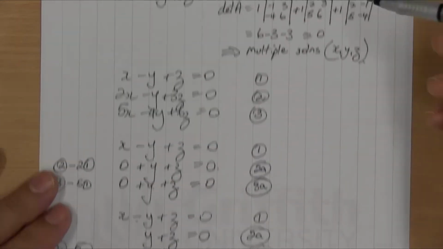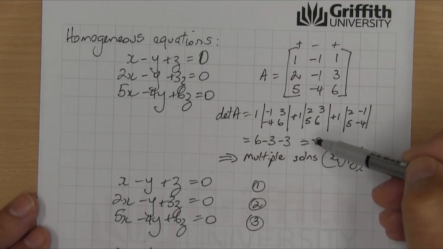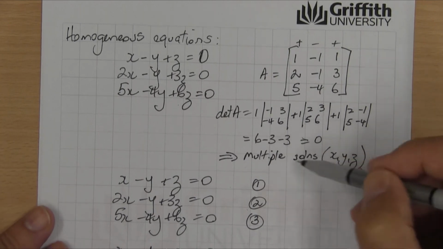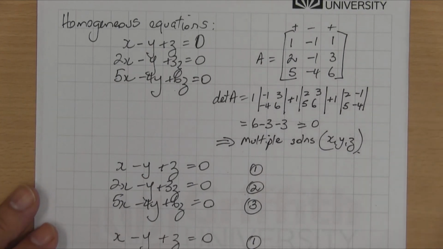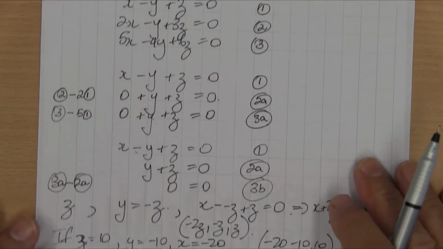So that backs up the theory that if the determinant of this matrix is equal to 0, then you're going to get multiple solutions in x, y, and z. Okay.